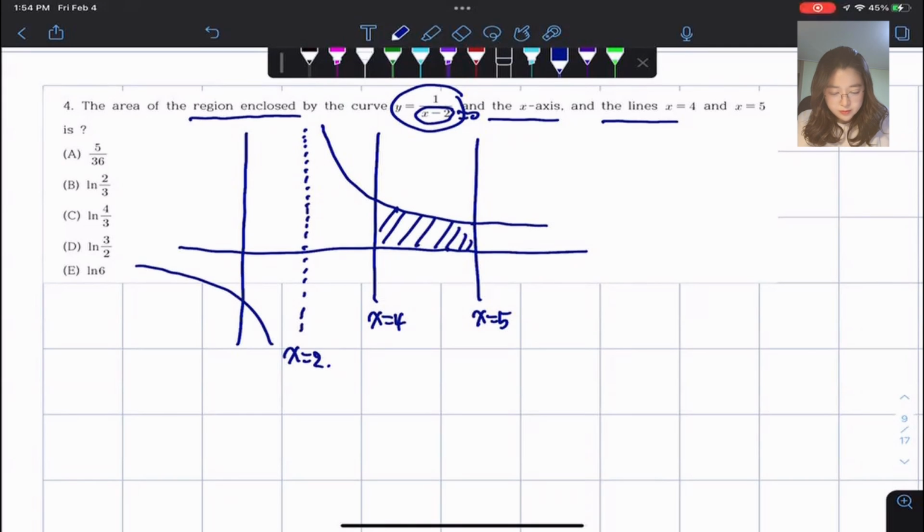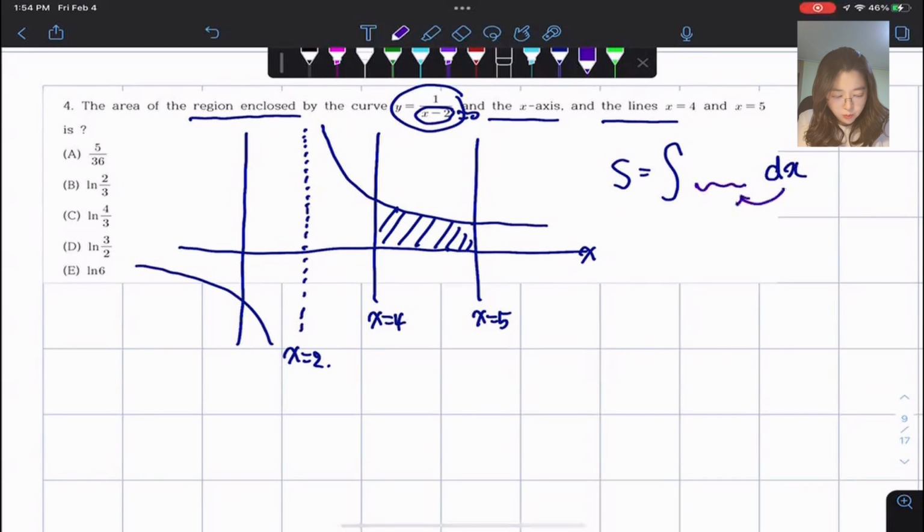Let's apply the area formula as equal to an integral. I want to find the region in terms of the x-axis, so dx. This part is the opposite variable y. This range is in terms of x. So from 4 to 5 like this.